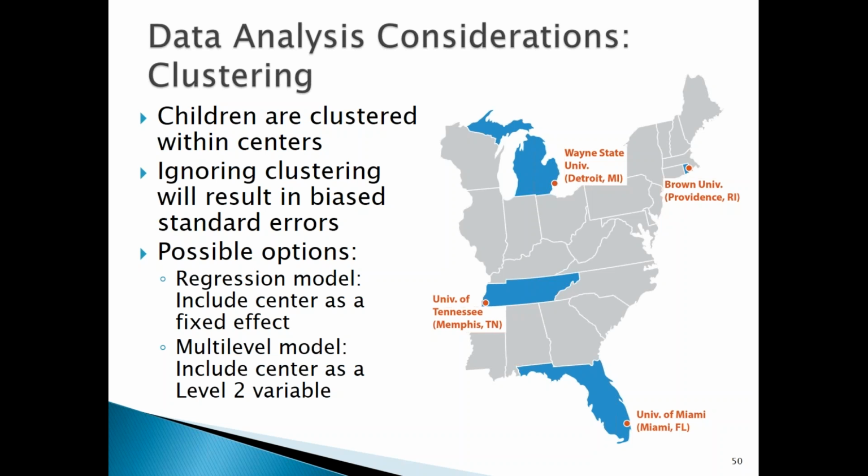A couple of options that we have used are, for example, since there are only 4 centers, we go ahead and include center as a fixed effect in a regression model. Or another option is to use a multi-level model and treat center as a level 2 variable.